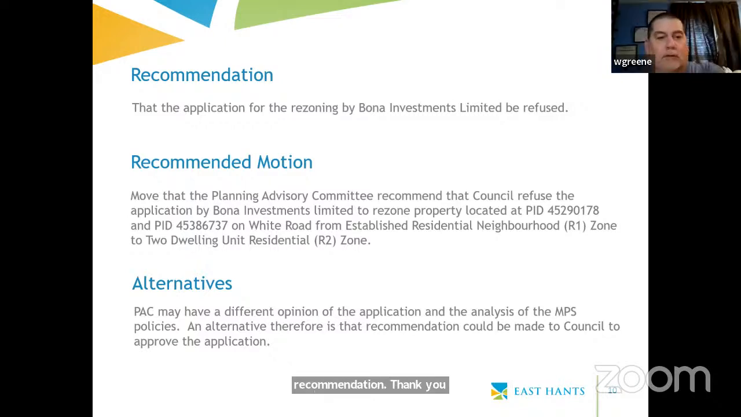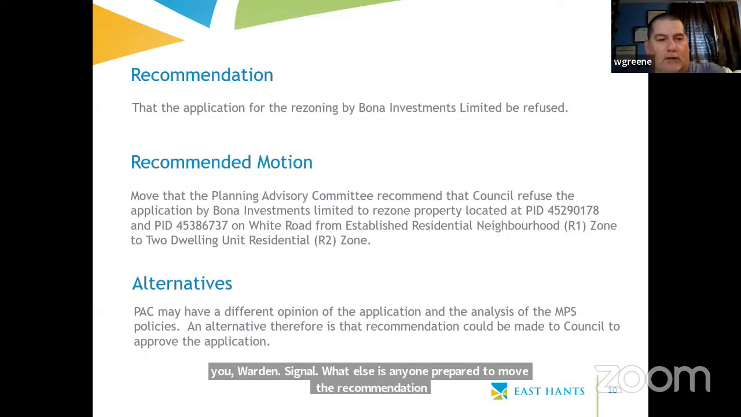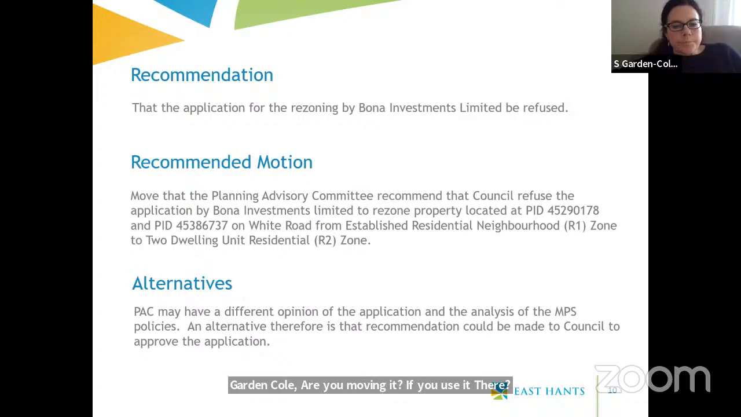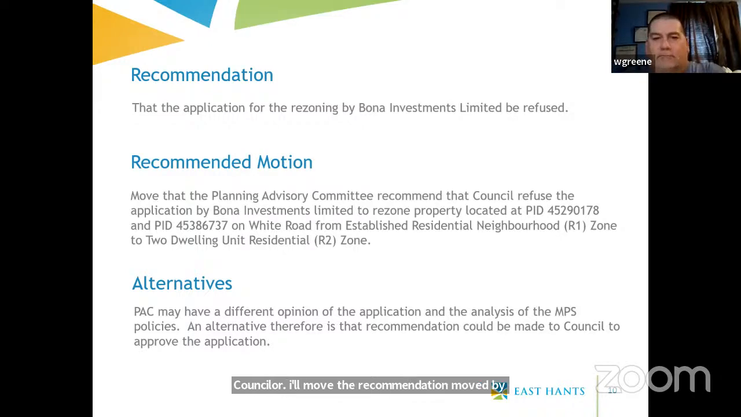Thank you, Warden. Seeing no one else, is anyone prepared to move the recommendation? Councillor Garden Cole, are you moving it? You're muted there, Councillor. I'll move the recommendation. Moved by Councillor Garden Cole. Do we have a seconder? Seconded by Councillor Rhino. Any discussion on the motion? Seeing no one, I'll be looking for the question.